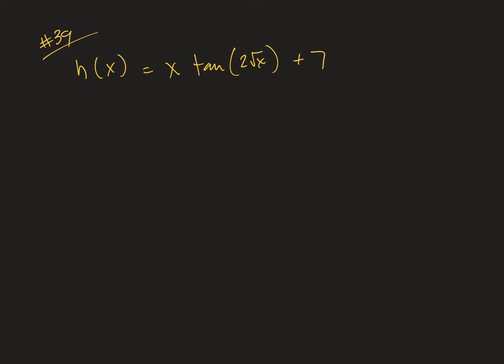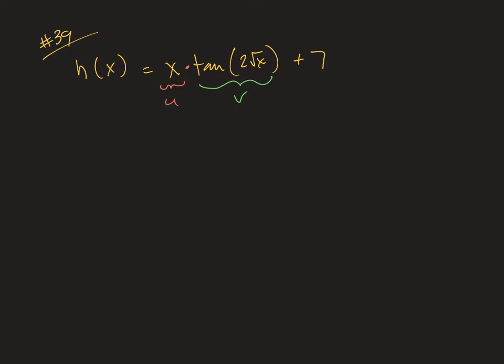Here's number 39 from our chain rule problems. When you first look at this expression, I hope you notice that the main theme here is that there's a product. I have this function x right here, which I'm going to assign u. And then I have this other expression, tangent of 2 square root of x, which I'll assign v. And that one is the one that includes the composition.